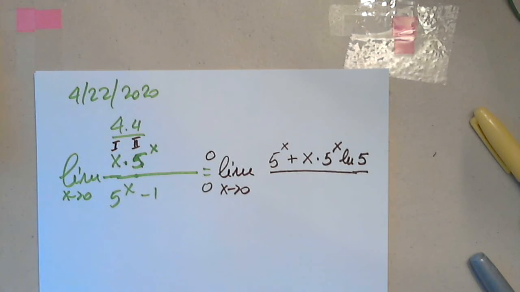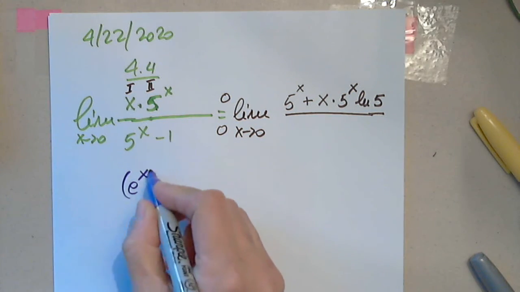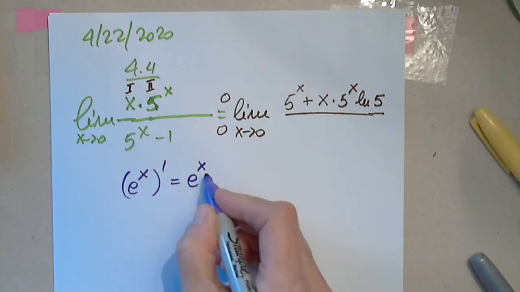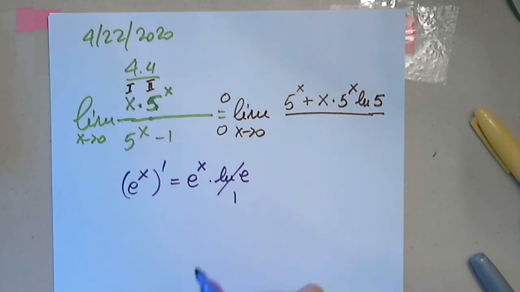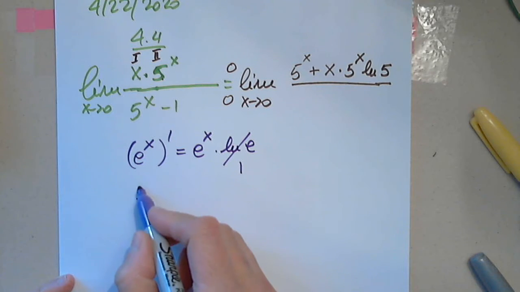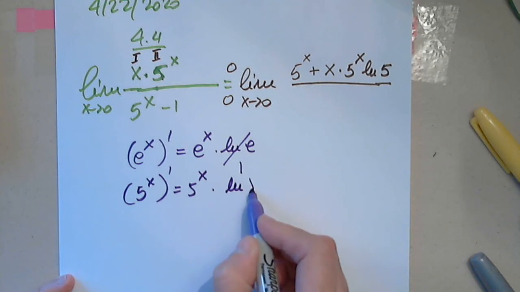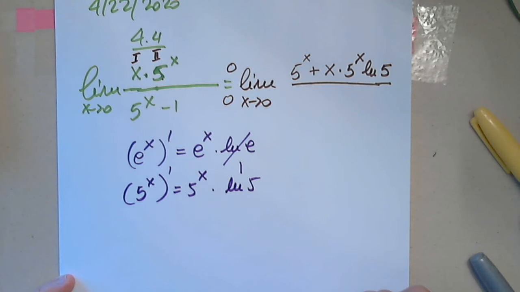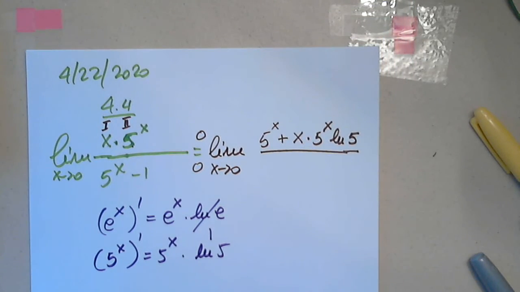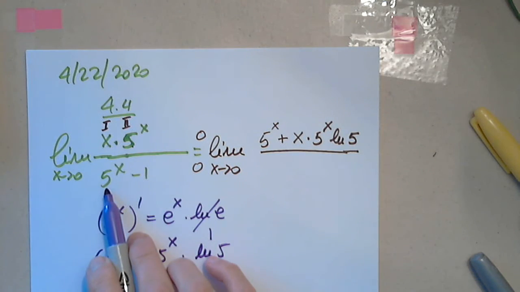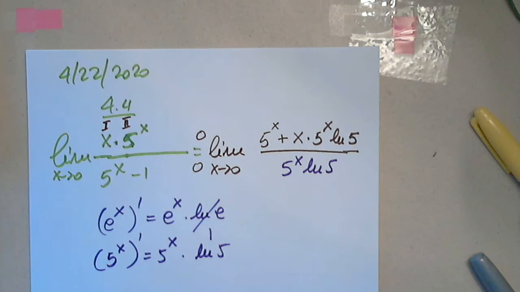How do you remember this? We know that e to the x prime is e to the x times natural log e. But this is 1. So if we have 5 to the x prime, this is 5 to the x times natural log 5, because it's no longer 1. So therefore, the denominator now, when I differentiate, I get 5 to the x times natural log 5.